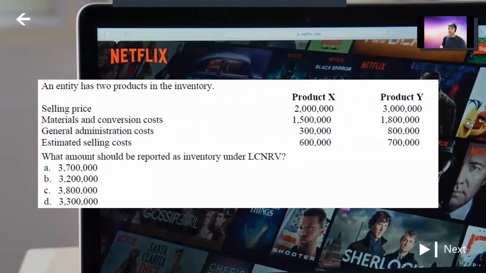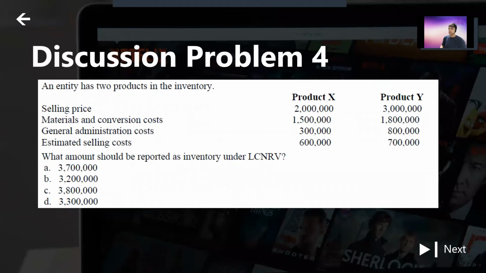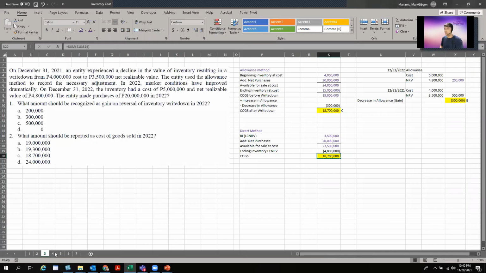Okay, so this is problem number 4. Actually, sabi natin na no-brainer, no? Kasi nga naman, pinapakompute lang sa atin yung LCNRV or lower of cost or net realizable value, no? So what amount should be reported as inventory under the LCNRV? An entity has two products in the inventory, so product X and product Y. Given are the selling price, materials and conversion costs, general administration costs, and the estimated selling cost.